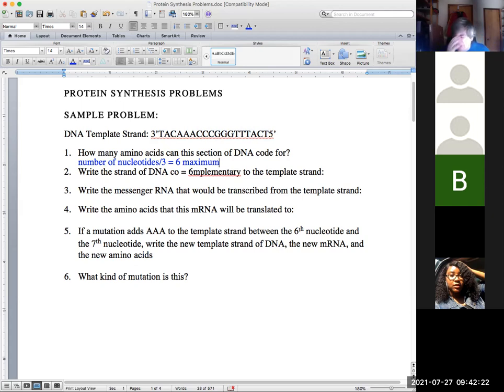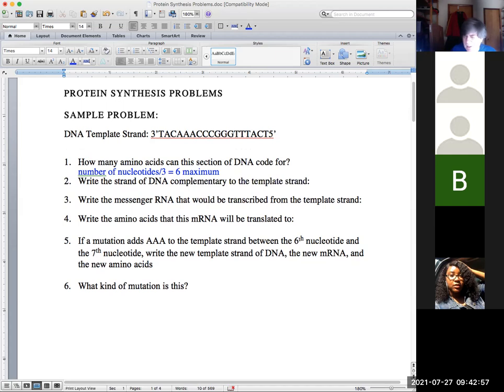Now, the reason I say 6 is the maximum, think about what we just discussed with the genetic code. With the genetic code, we could have a stop codon in there somewhere. So we might not even have 6, but that's the maximum we could get. Till we look it up on the chart and see exactly what's there, we wouldn't know. Okay, what strand of DNA is complementary to this?